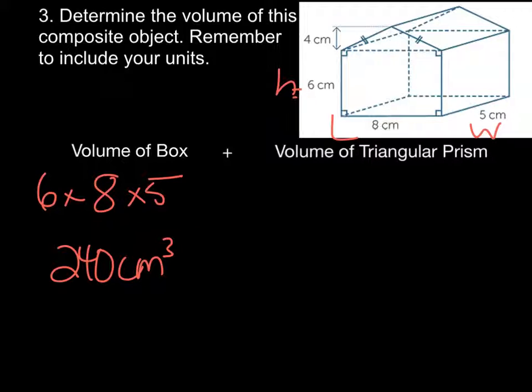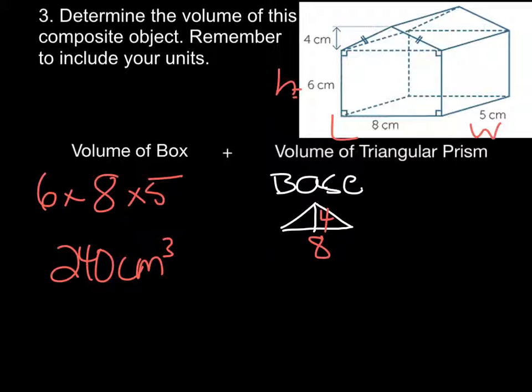So first we have to look at the base to figure out the area of the base, and then we can multiply by the height of that triangular prism. So the base, right, looks something like this. And according to the diagram, we know that this part here is 4. Okay, so we got 4 in there. And then we also know that this part here is the same as this length here, which is 8.